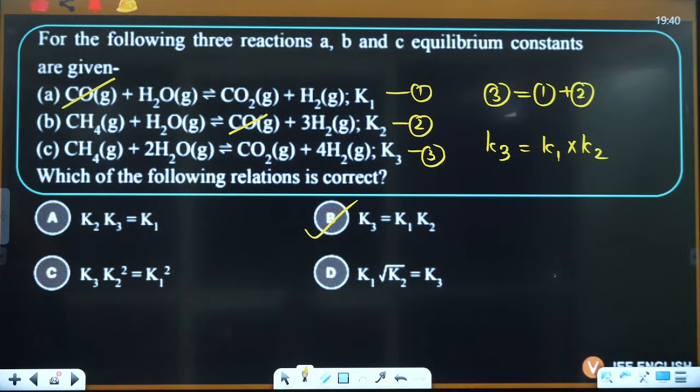Tell me everybody if that is clear to all of you or not. Yes, students? Is that clear to all of you or not? Right?